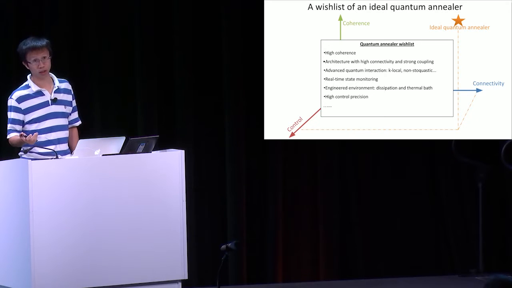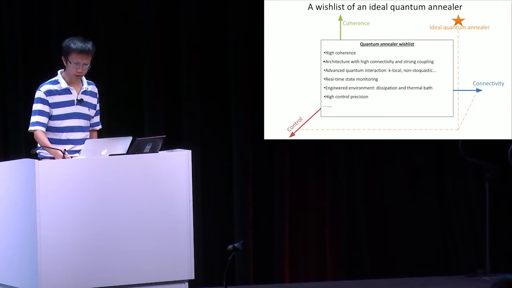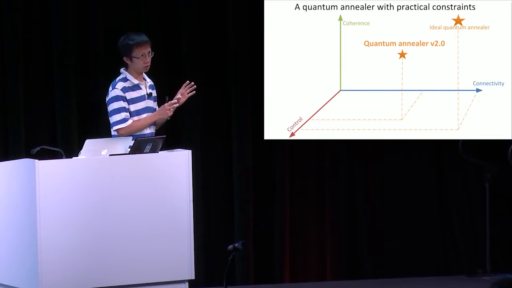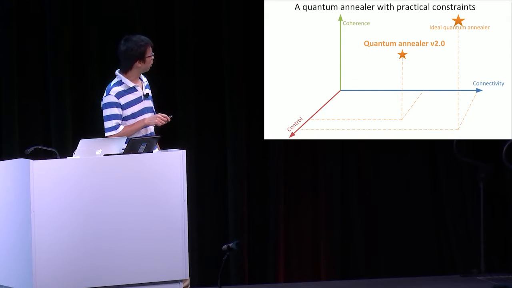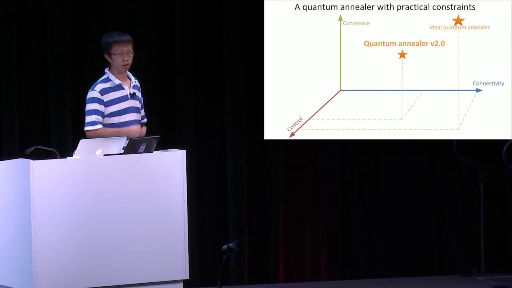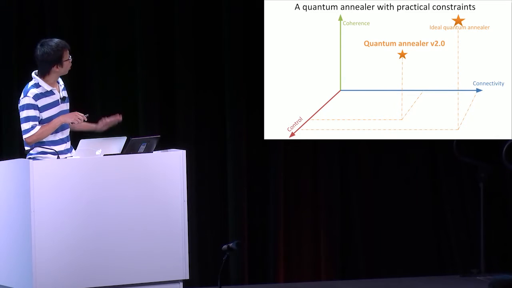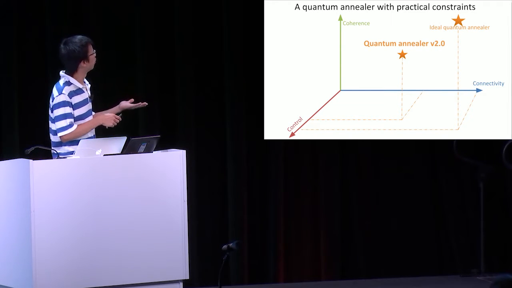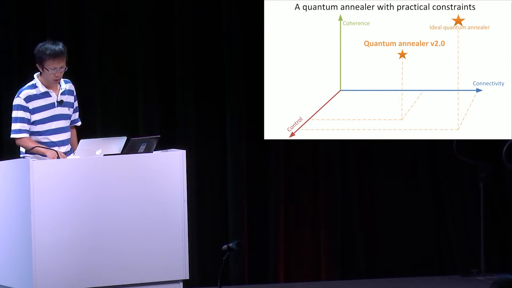However, as hardware engineers, we say, hey, this is very challenging. Because in reality, when you try to build something in hardware, we face a lot of practical constraints. So the quantum annealer we're trying to build will be nowhere near the ideal quantum annealer in theory. Now the question is where you want to locate this quantum annealer version 2 on these axes. Do you want more coherence, more control, or more connectivity? This is really a hard question.